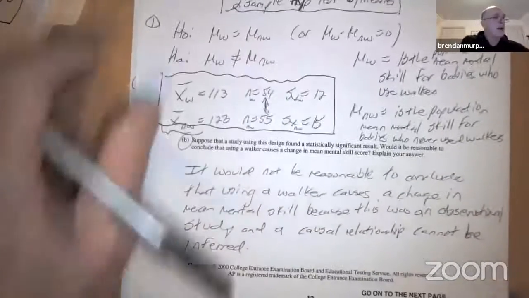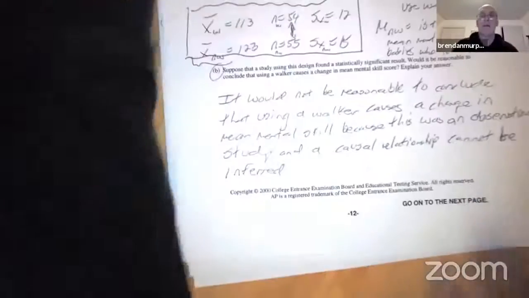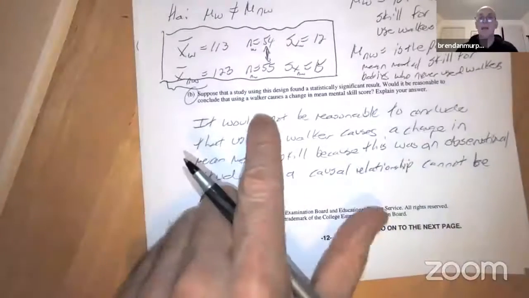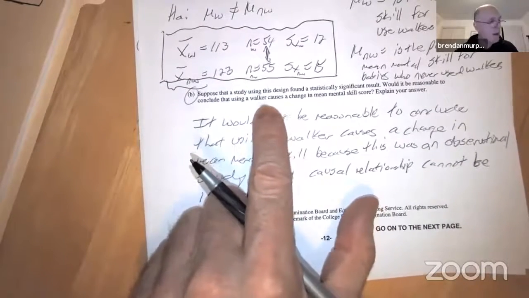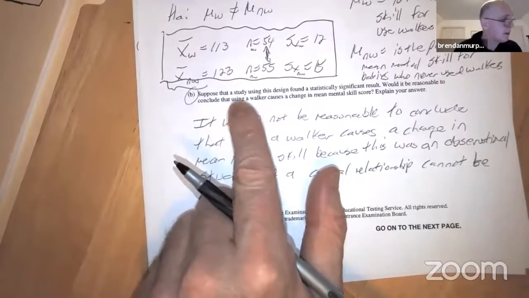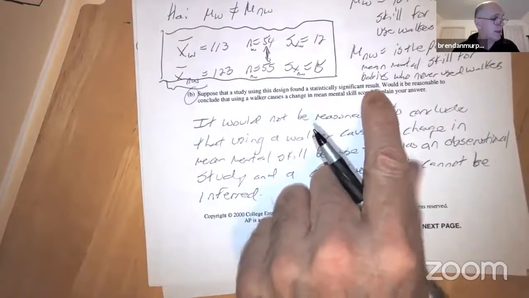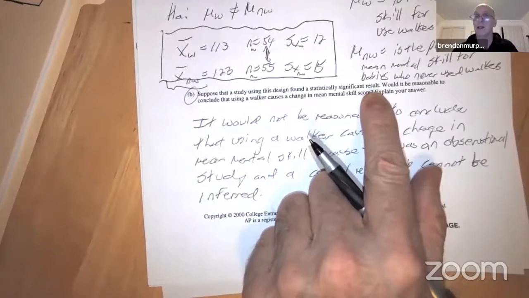What I didn't do, and I really wanted to, and I think I'm going to end up timing this better today, is part B of this problem. So part B says, suppose that a study using this design found a statistically significant result. Well, it sort of feels like we did, right? We had a really small p-value.